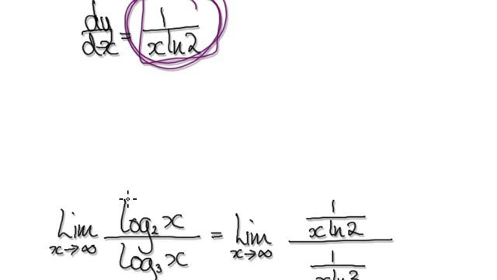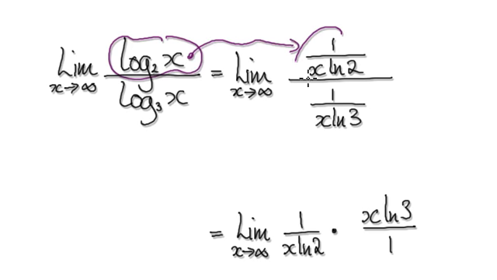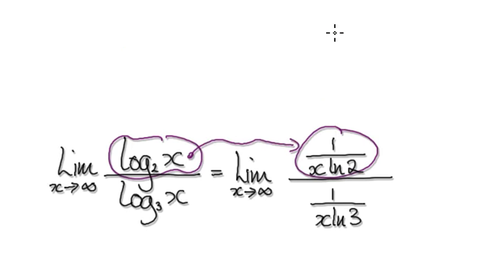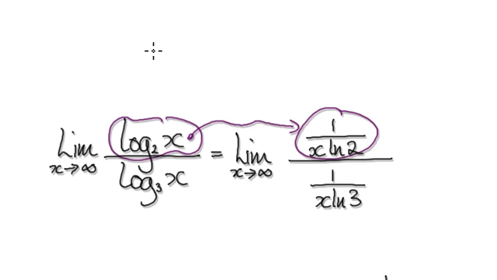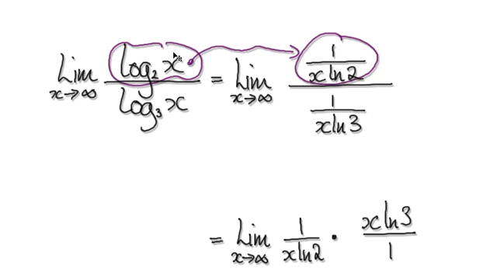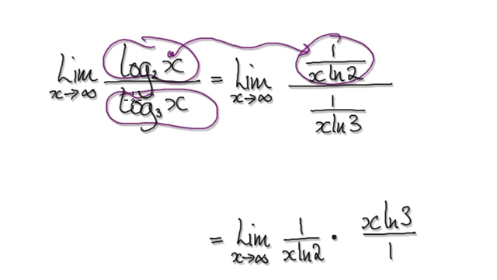So back to L'Hopital's rule. Because we know it's infinity over infinity, we can simply differentiate this. And when you differentiate this, it will give you this thing, which we just worked out earlier. Dy by dx equals them. So when you differentiate this, it will give you this. When you differentiate this using the same technique, it will then give you this.